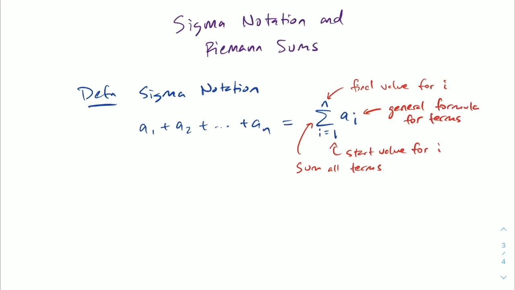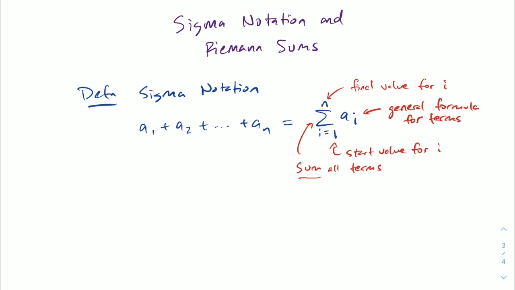What this means is you're going to have a formula, a_i, and you're going to put 1 in for i. Then you're going to put the next integer, 2, in for i, and you're going to continue putting in integers until you get to n. Then when you have all those expressions, with 1, with 2, with all the integers up to n, you're going to sum all those terms.